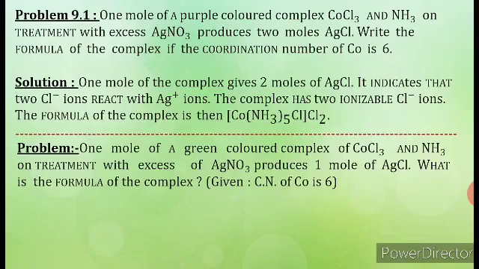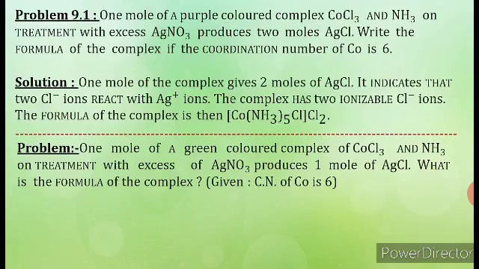Okay, is it clear? Then only it is possible. If only 1 chloride ion is present outside the coordination sphere, only in that case will this chloride ion react with silver nitrate and produce 1 molecule of AgCl. Now this I had explained in terms of molecules and ions. If you convert in terms of moles, you can say out of 3 moles of chloride ion, only 1 mole of chloride ion is present outside the coordination sphere, which reacts with 1 mole of silver nitrate and produces 1 mole of silver chloride.